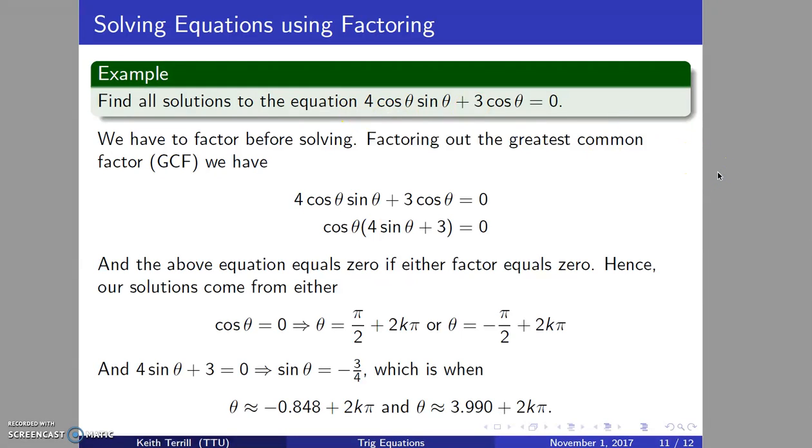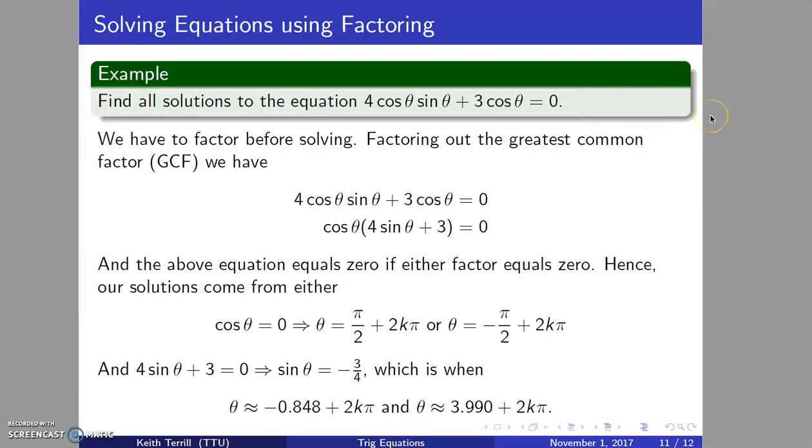And some of you might be thinking, okay, well, I've got 4 cosine sine. That's 2 sine 2 theta, right? And you wouldn't be wrong. But I would still have to add 3 cosine theta to that. I would have to find a way to combine 2 sine 2 theta with 3 cosine theta, and I'm not sure how to do that, to be honest with you. So that might be, while true, might be taking us further away from what we want.